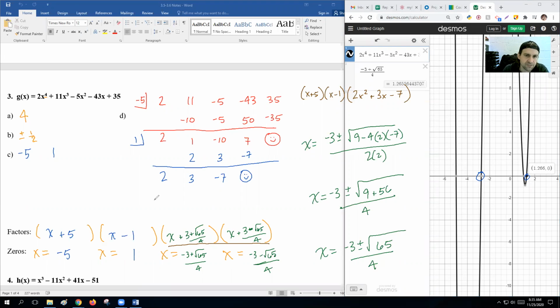So the big thing here, what I would be checking on a test or an assessment: did you find these two correctly? Then after synthetically dividing here, did you do the right steps when you did the quadratic equation to find the other two?